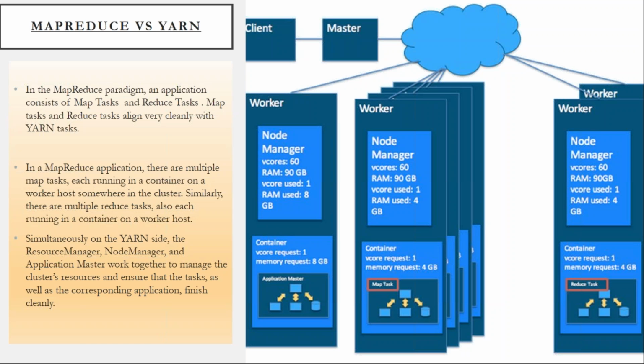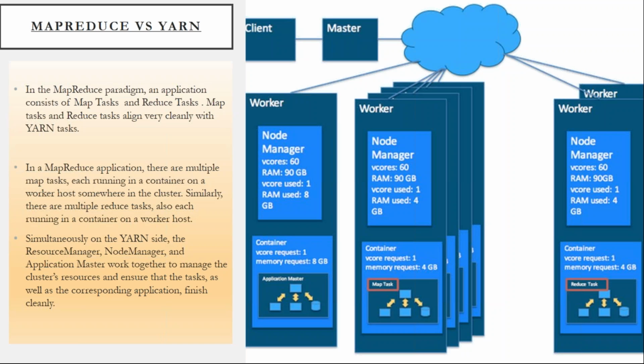Container of the worker host means it's again on a data node. In a MapReduce application, there are multiple map tasks, which we all discussed, each running in a container on a worker host. Each map task will have its own container requested by the application master for coordination of resources. Similarly, there are multiple reduce tasks, also each running in a container on a worker host. So you will have multiple map tasks and multiple reduce tasks. That's how the whole scenario is working.